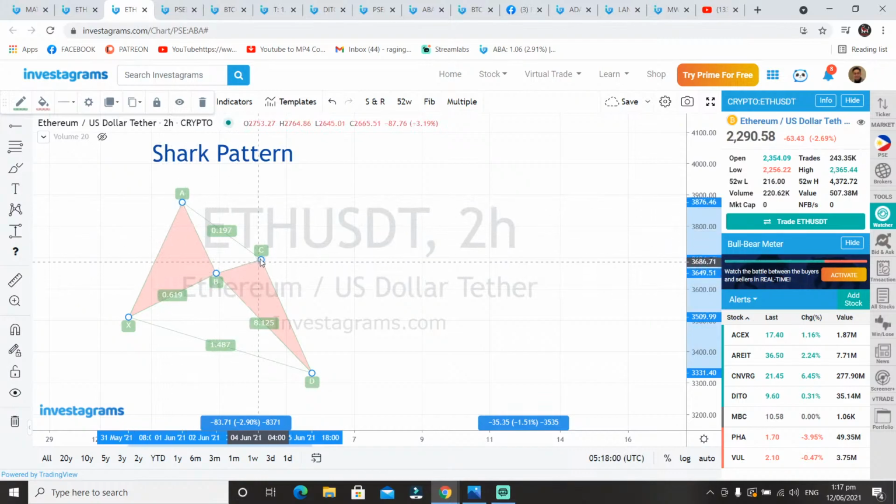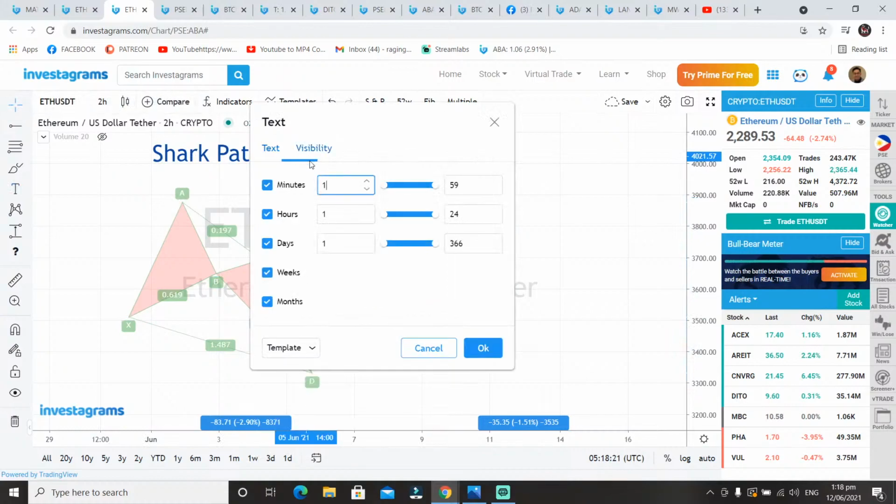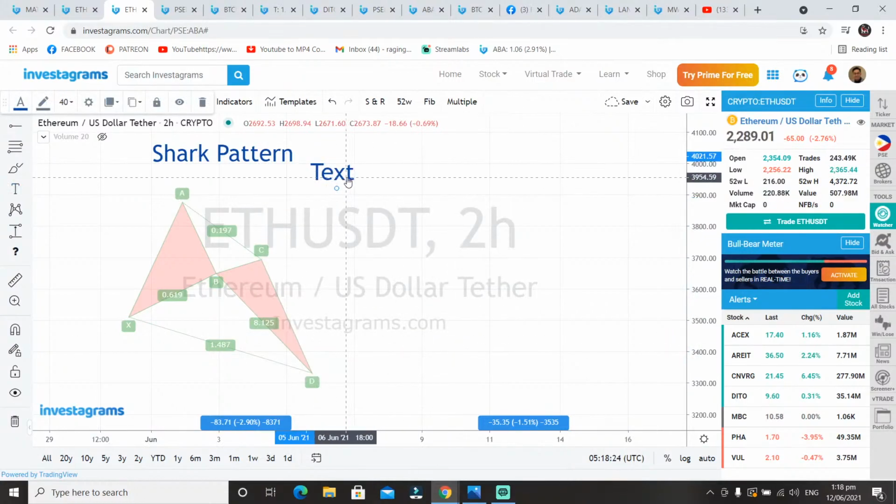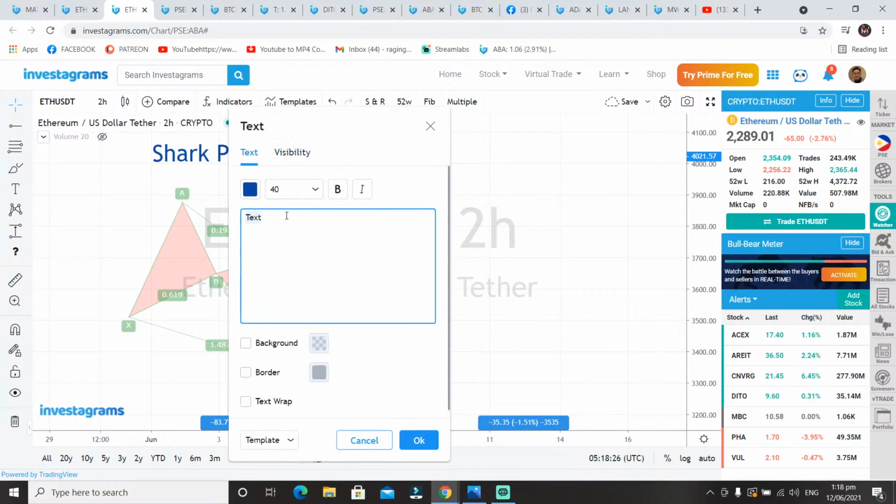Then B to C is another impulse, and this is another impulse, or they call this corrective impulse, okay? Just to name it properly: this is an impulse, then correction, then impulse, and this is a correction. Again, what's important in using patterns is these letters: X, A, B, C, D. You should always know this.